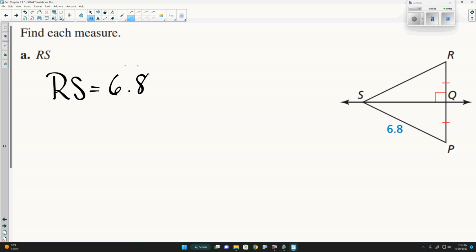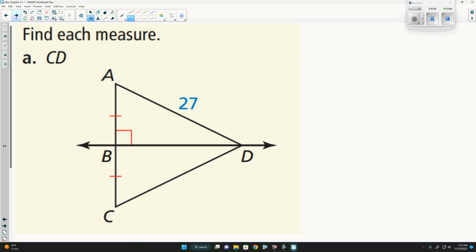Guys, let's not get too excited. I don't know what's coming up. Questions on this here? CD, because point D does lie on the perpendicular bisector, so CD is 27. Questions on this here?